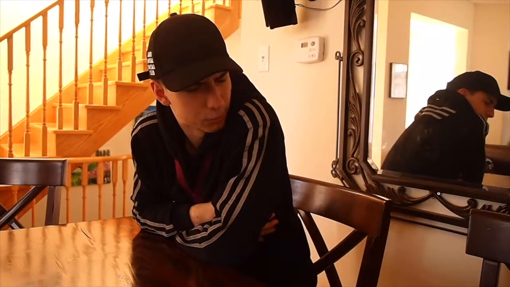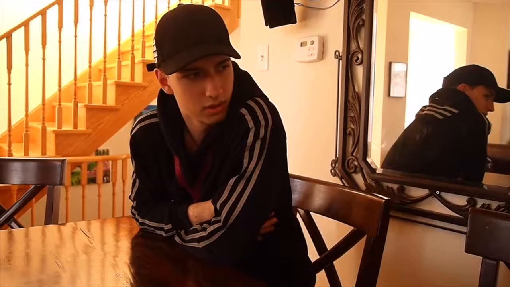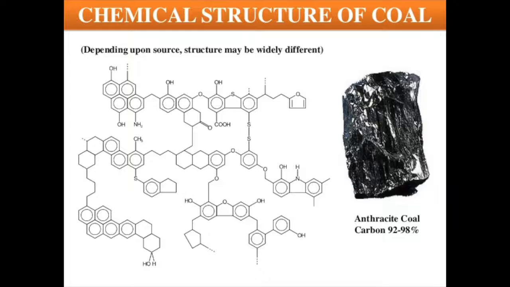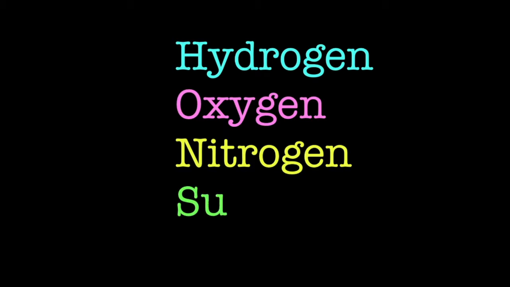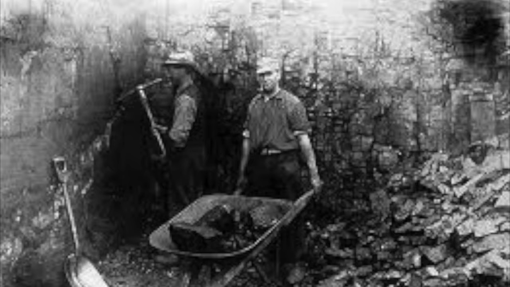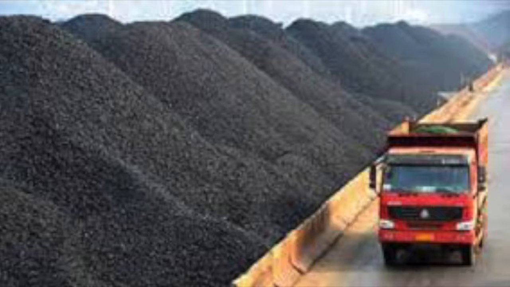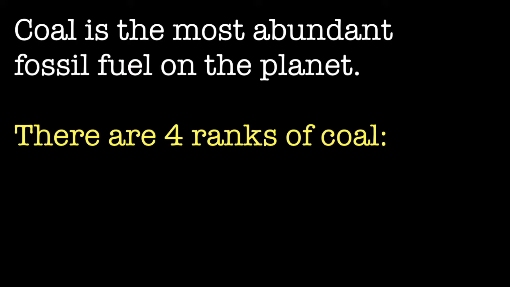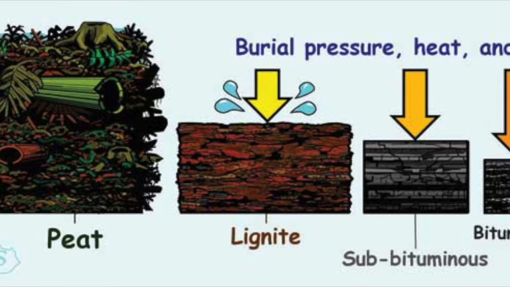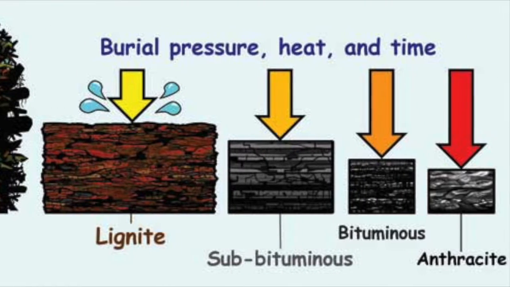So carbon exists in different forms? Yeah. What kind of different forms are there? Let's start with coal. Coal's chemical structure is mainly made of carbon, but it's also made of hydrogen, oxygen, nitrogen, and sulfur atoms, making it different from the other carbon allotropes. Coal is the most abundant fossil fuel on the planet. There are 4 different ranks of coal: peat, lignite, bituminous coal, and anthracite.